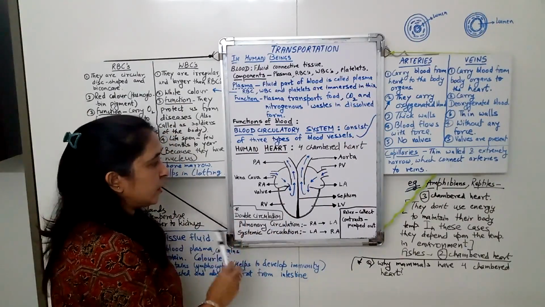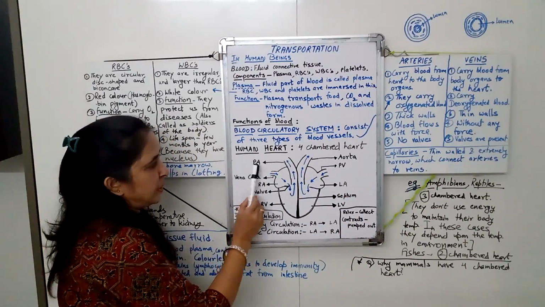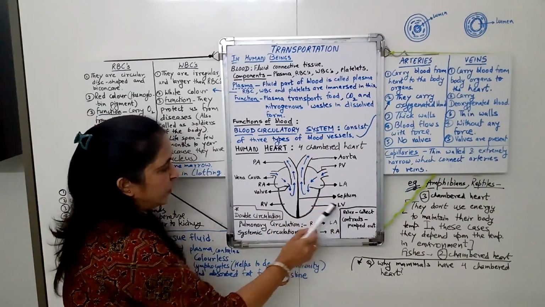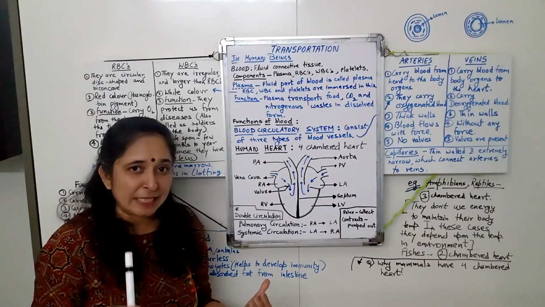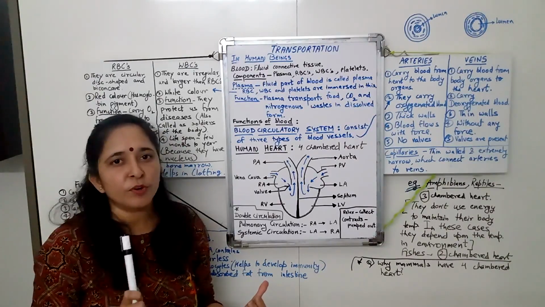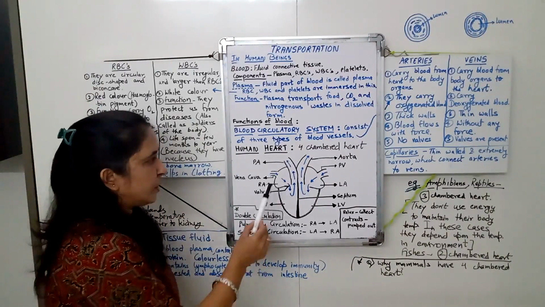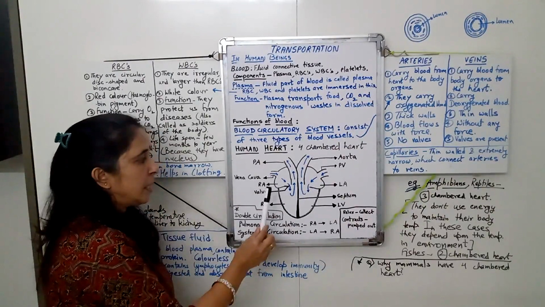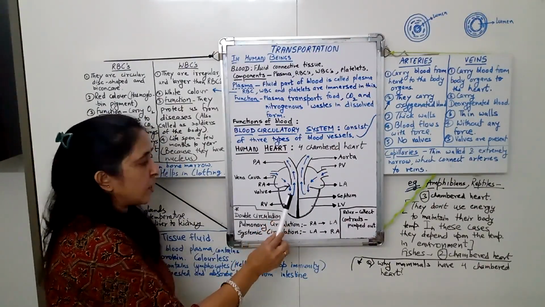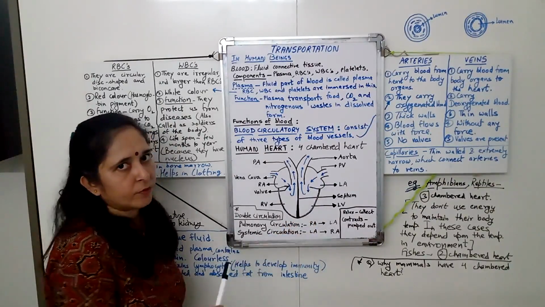Clear? Now here in this diagram you can see I have written the short forms RA, PA, PV, LA, LV and RV. Please, in the board exam, don't write the short form. You have to write the full form. So here the 4-chambered heart. So what are the 4 chambers in the human heart? That is right atrium, right ventricle, left atrium, left ventricle.